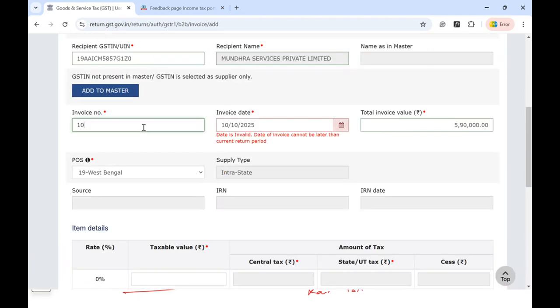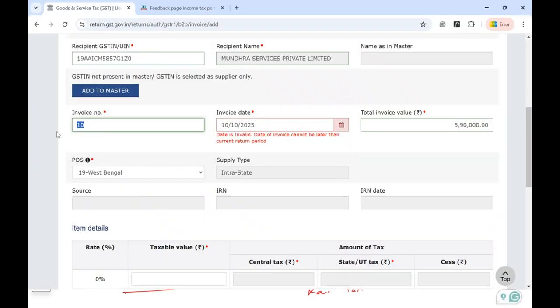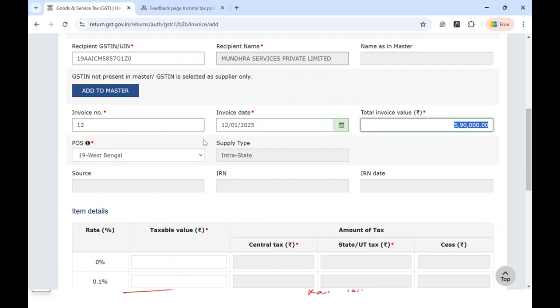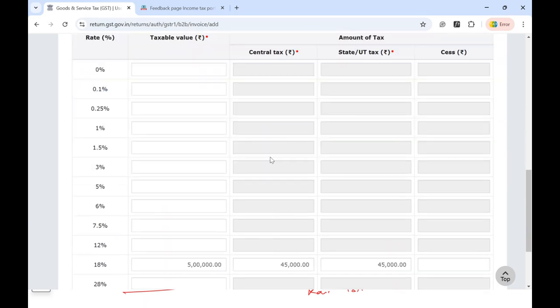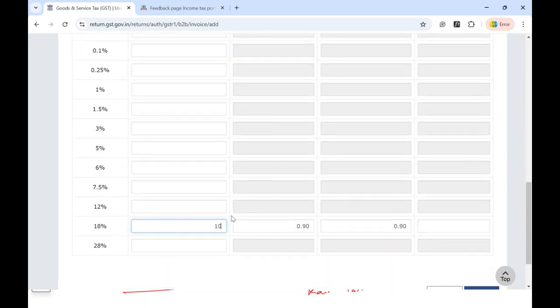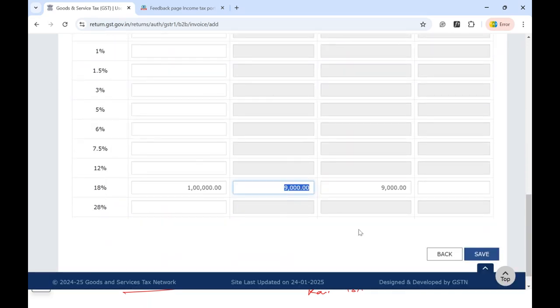Then for another invoice, say invoice number, it is again to Mr. A, say invoice number 12. The date is say 12/01/2025. The amount including GST is 1,18,000, and that too at 18%. So I'm making it 1 lakh. In this way, we are required to add each and every invoice of B2B transaction. We are required to report in this way.